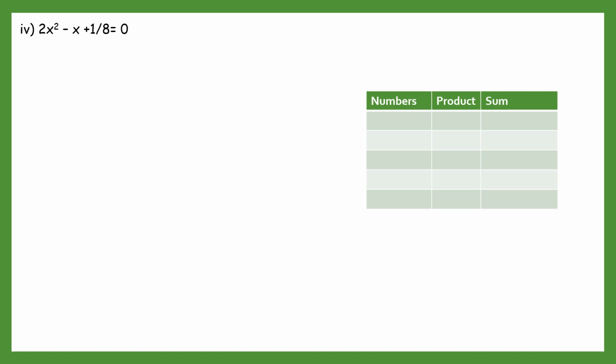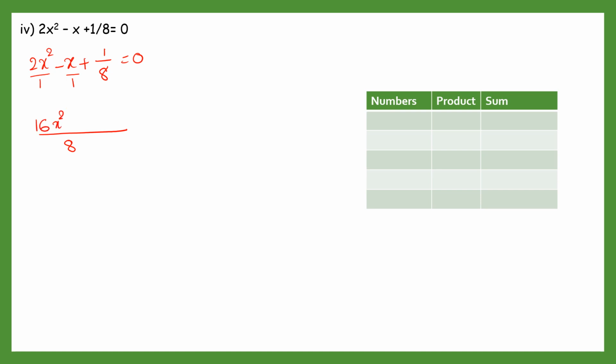Question is 2x square minus x plus 1 by 8 is equal to 0. Here the constant is a fraction. Let's solve this. What is the LCM here? 2x square by 1, x by 1, 1, 1, 8. What is the LCM? 8 is the LCM.